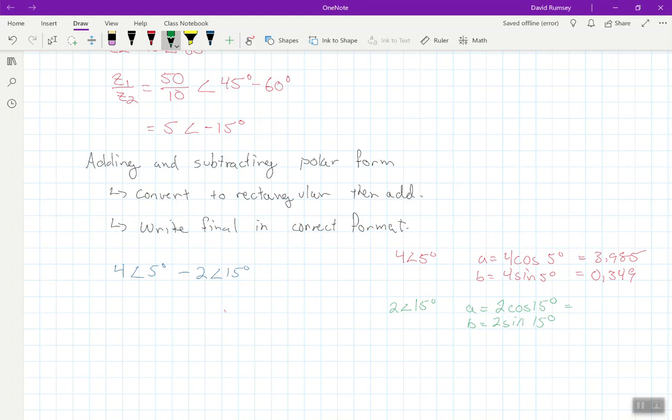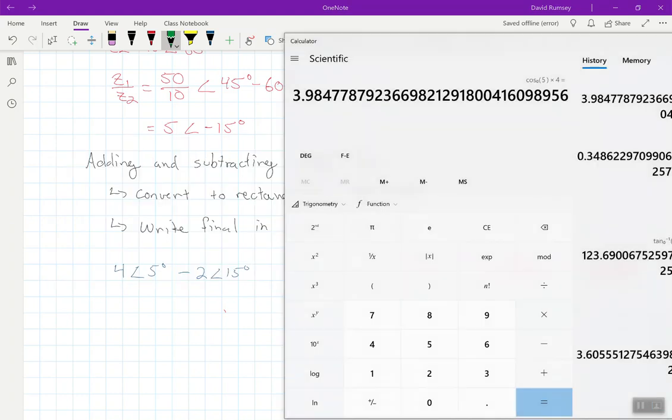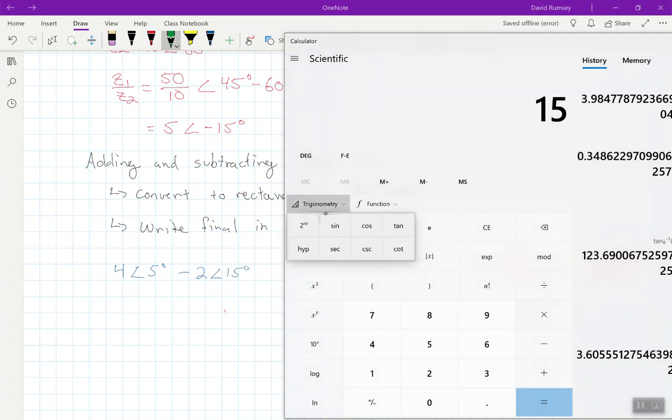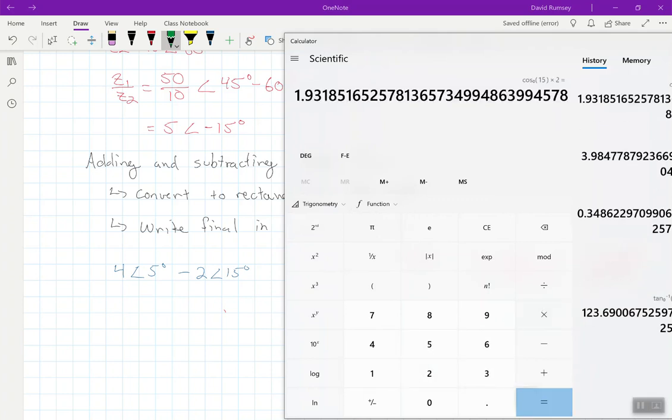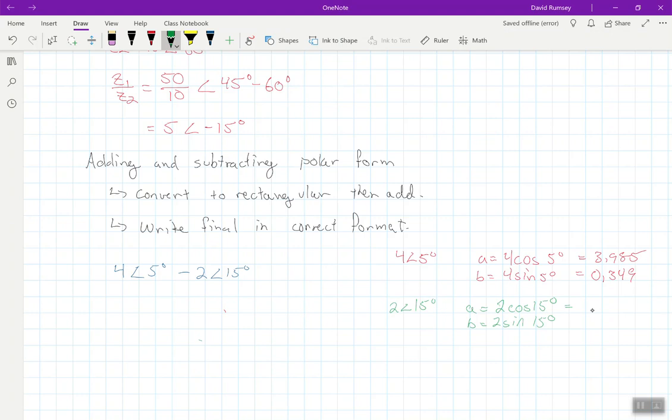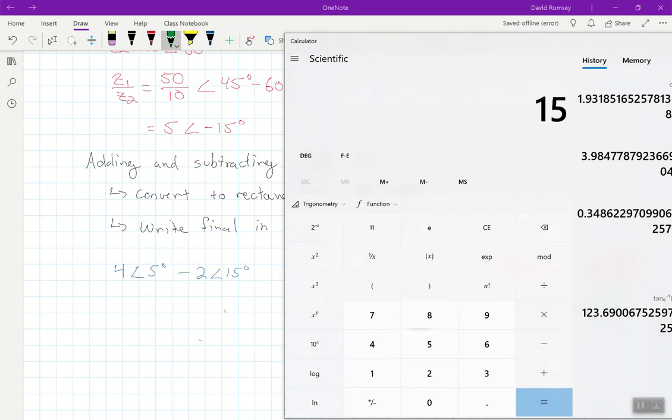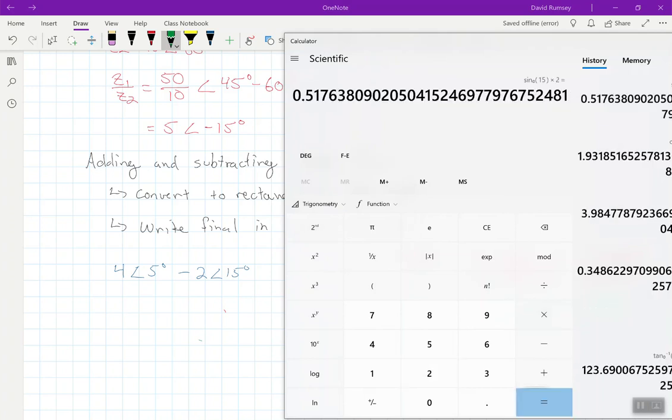Or actually, your calculator maybe makes it easy to enter these numbers in. Maybe you can just enter this directly in your calculator. My calculator is actually not easy to enter this directly in, so I convert it to this. So 15 cosine times 2, so 1.932. Sine times 2.518.